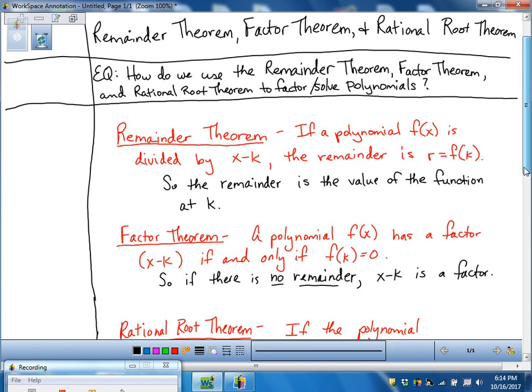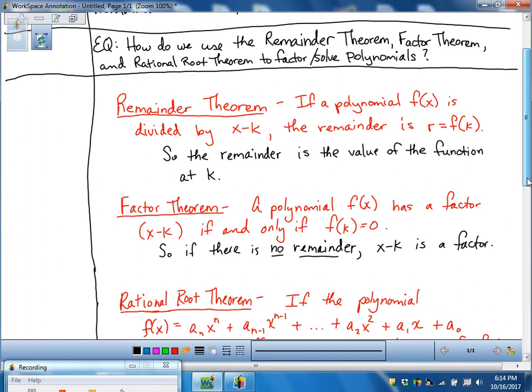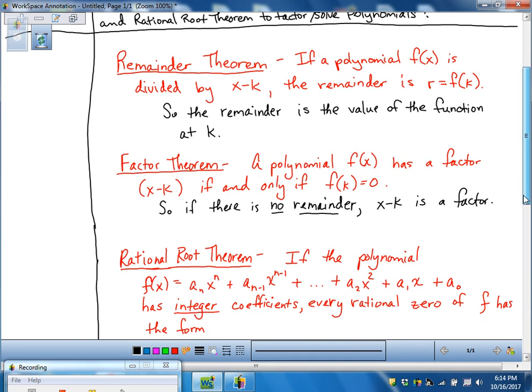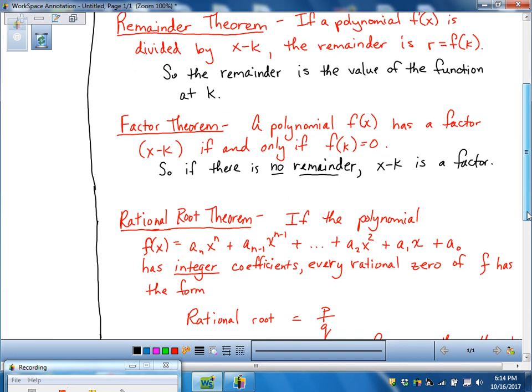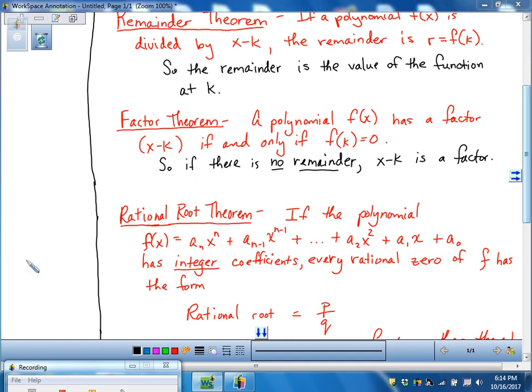Alright, the third and final theorem we're going to talk about today and use is called the rational root theorem. Now, starting out, we need to remember what the word rational means. Rational means that a number can be written as a fraction. So any number which can be rewritten as a fraction is rational. And so we have something called the rational root theorem, which is going to play off of that.